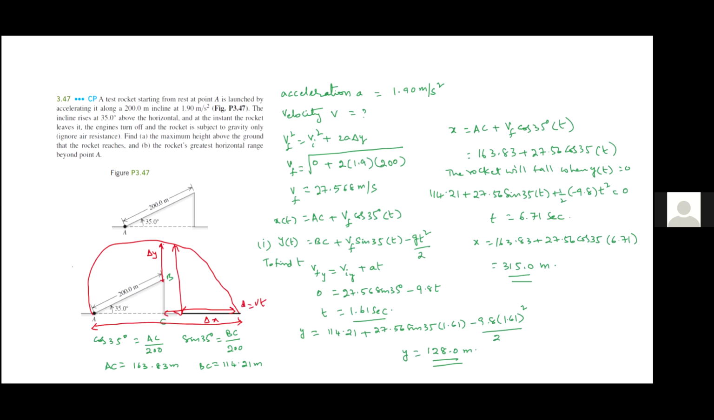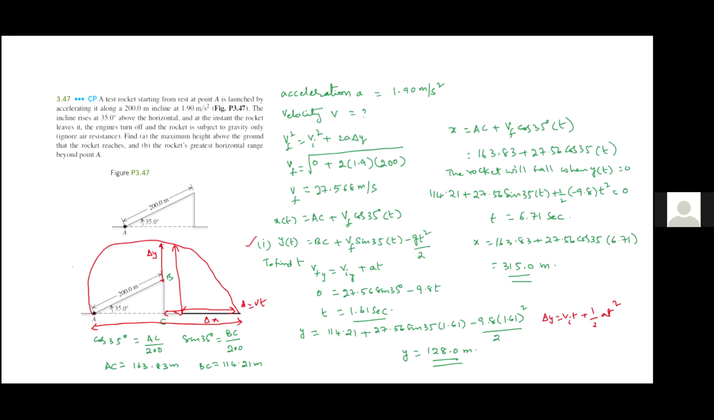The total maximum height h is equal to BC plus delta y. Delta y is equal to Vi t plus half a t squared. Using this formula, we will find it. So here it is Vf sin 35 times t minus, where a is the acceleration due to gravity g, g t squared by 2. Now let us do this one first, because they are asking the maximum height first.